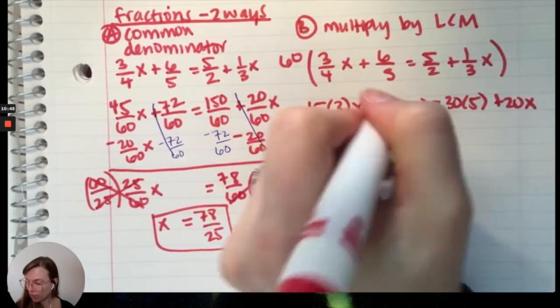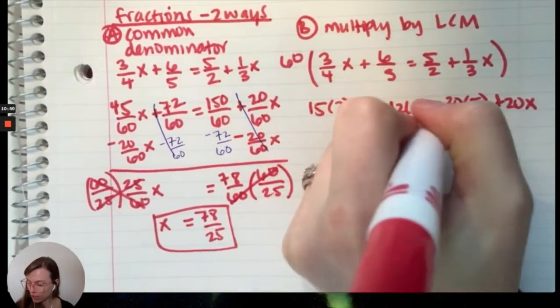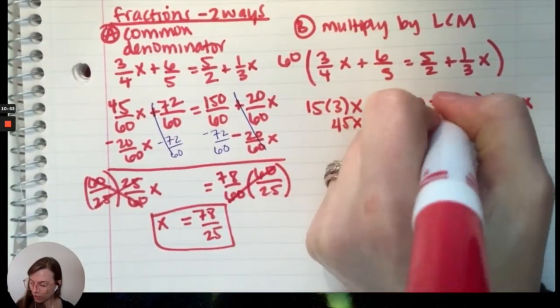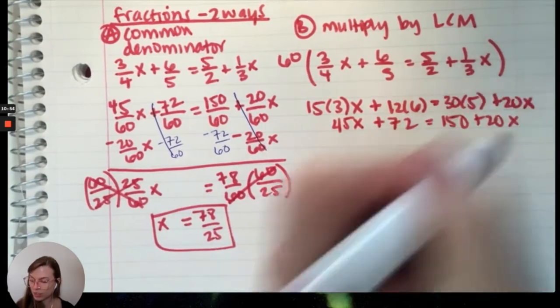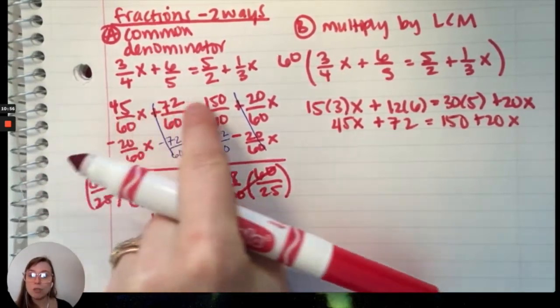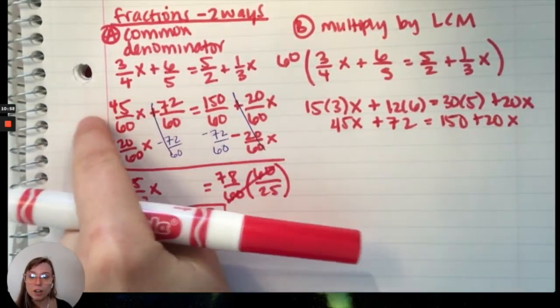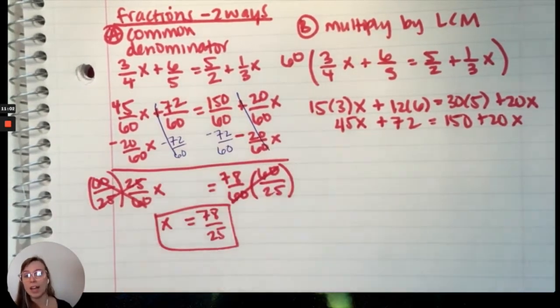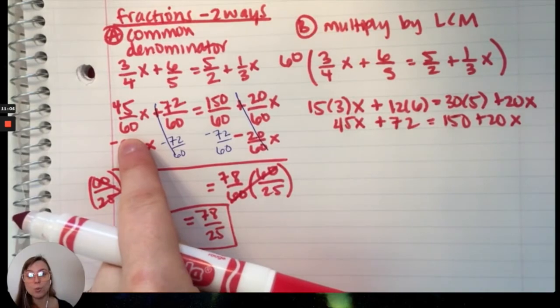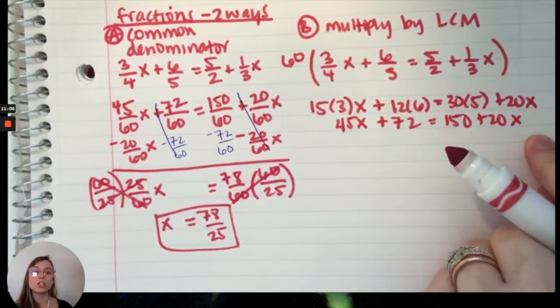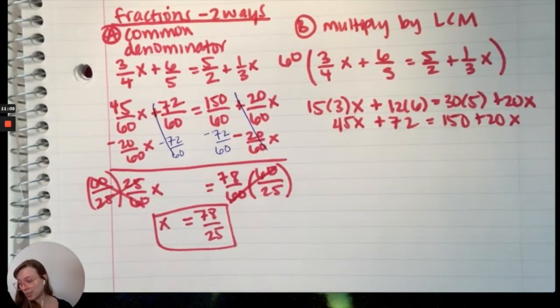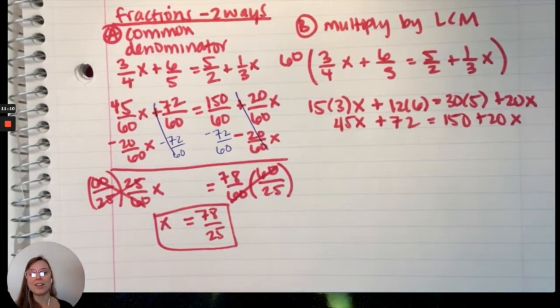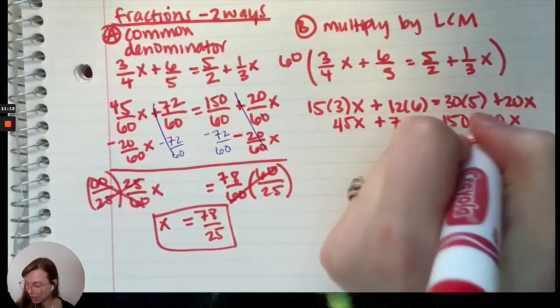Now, we've seen these numbers before. Where have you seen 45x plus 72 equals 150 plus 20x? They're all the numerators from over here. So you're still doing the same problem. I've just now multiplied out, and I don't have that denominator to worry about. All of these denominators are just 1. So again, common denominator, but now the common denominator is 1, and now I can subtract the 20.